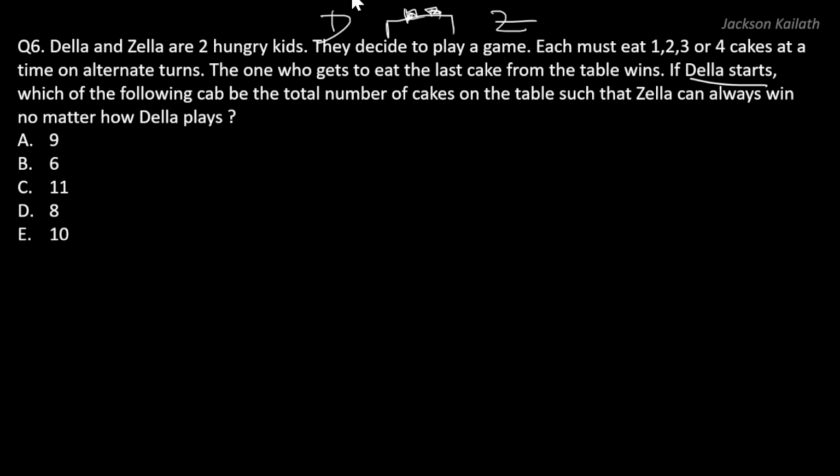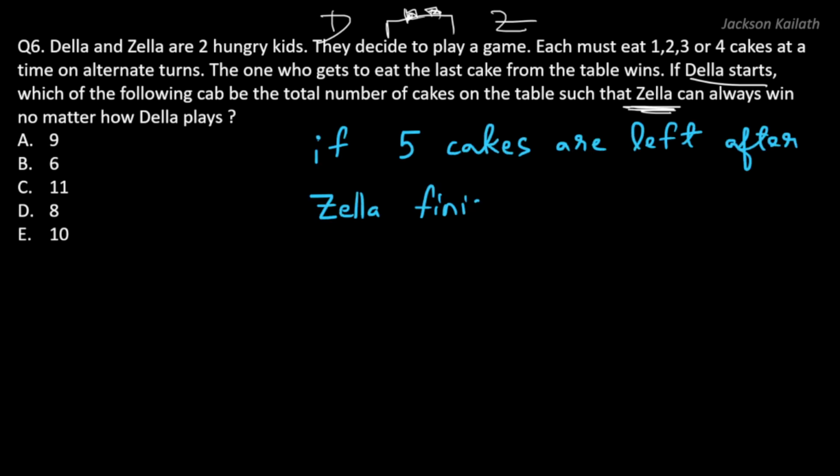Now an interesting observation we can make over here is, remember the question says Zella should be winning, right? So we need to find the number of cakes on the table such that Zella will be winning. Now if after Zella has eaten cakes, the number of cakes left on the table is 5, that is, if 5 cakes are left after Zella finishes, then Zella will definitely win.